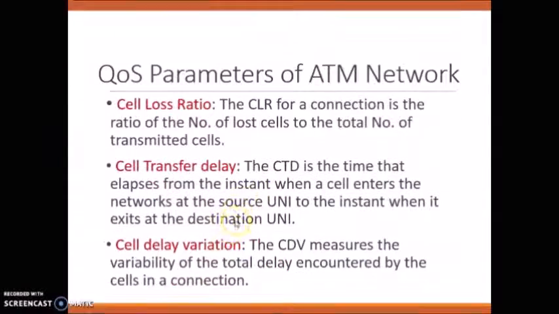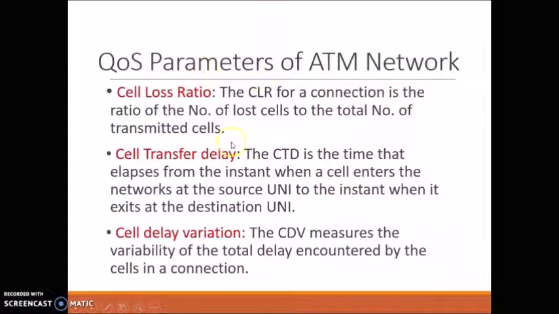The following 3 quality of service parameters may be negotiated between the user and the network during a connection setup. The cell loss ratio for a connection is the ratio of the number of lost cells to the total number of transmitted cells. The cell transfer delay is the time that elapses from the instant when a cell enters the network at the source UNI to the instant when it exits at the destination UNI. Cell delay variation measures the variability of the total delay encountered by the cells in a connection.